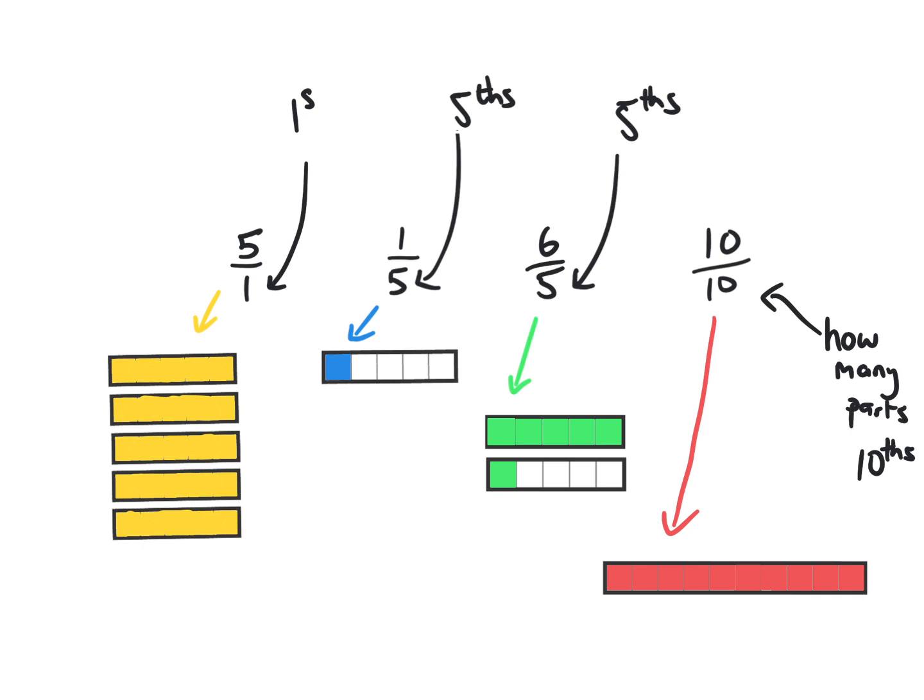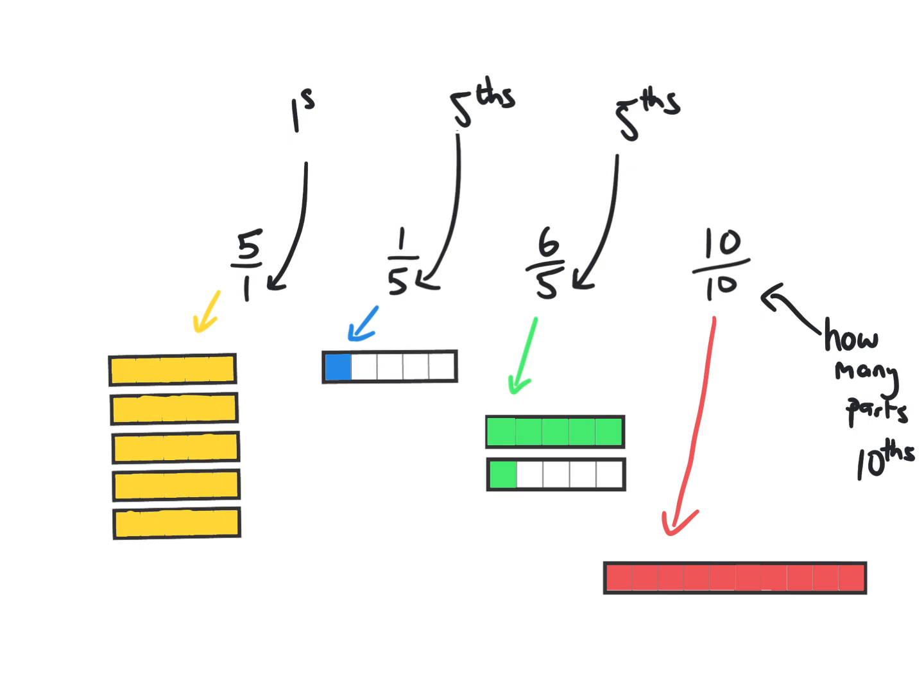How many parts do I have? My denominator says the number of parts. I've divided them into parts of 1. So 5 ones, which is 5. My next fraction is 1/5. I know that I have divided my bar into 5 equal parts, and one of those parts is blue. 1/5 of my bar is blue.